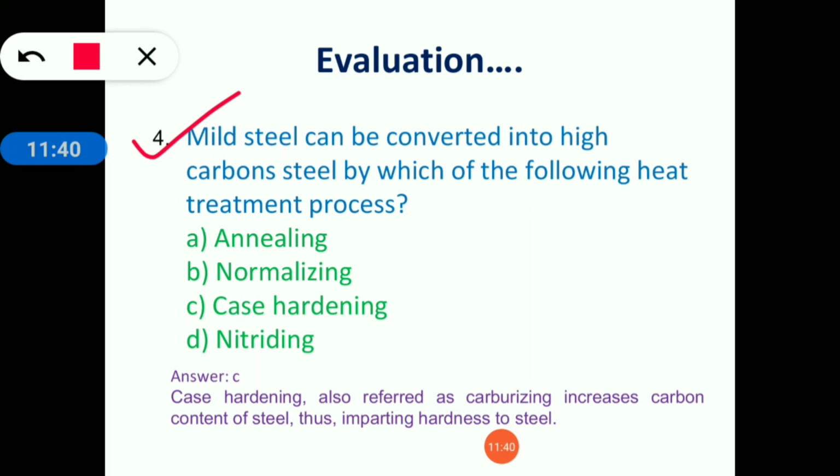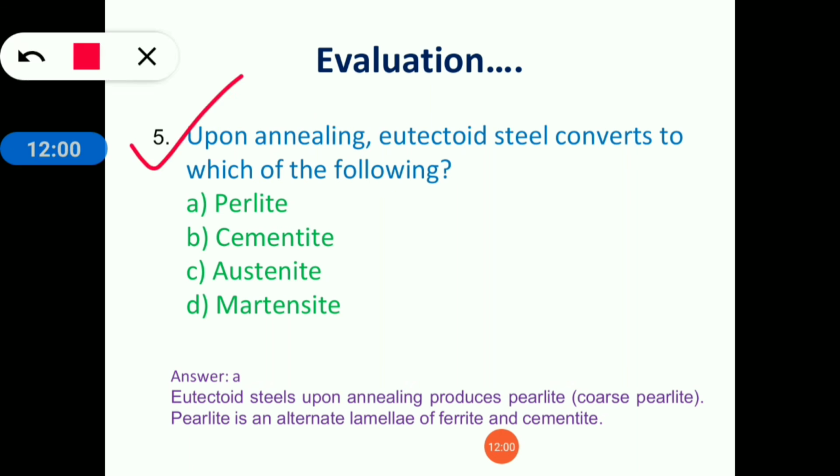Mild steel can be converted into high carbon steel by which of the following heat treatment processes? That is case hardening. Case hardening is also referred to as carburizing. Carburizing increases the carbon content of steel, thus imparting hardness to the steel. Upon annealing, eutectoid steel converts to which of the following? We will get pearlite in the annealing heat treatment process.